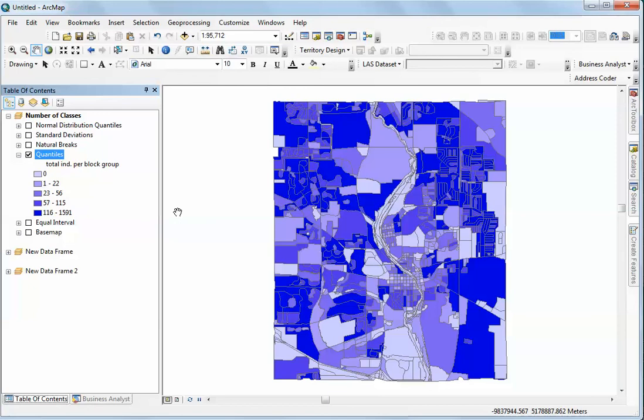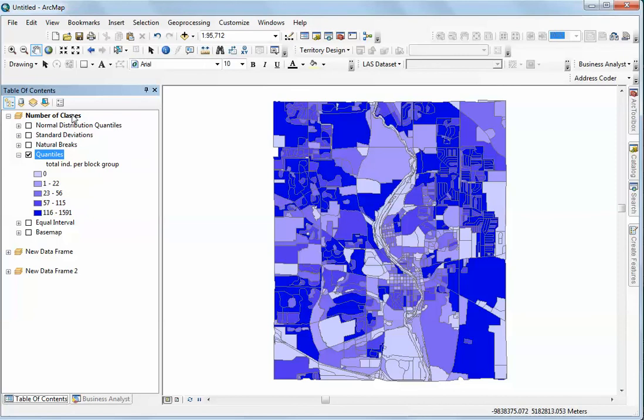Now, the downside to this, the other thing that you might see on this map, is that while we are talking about equal number of enumeration units, we're not talking about an equal area. In this case, you'll notice that in our highest class, we have a lot of small units, and so they appear in one class, whereas in the lowest class, because those are large areas, they appear to occupy a disproportionate part of the map.